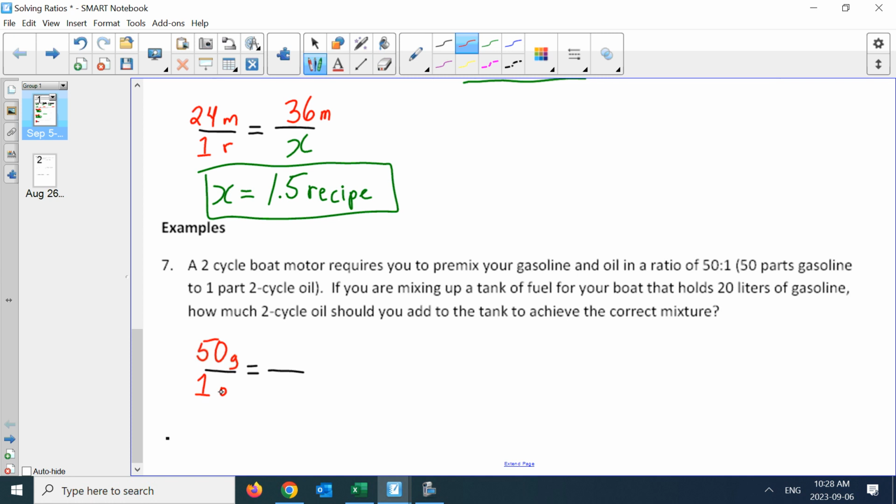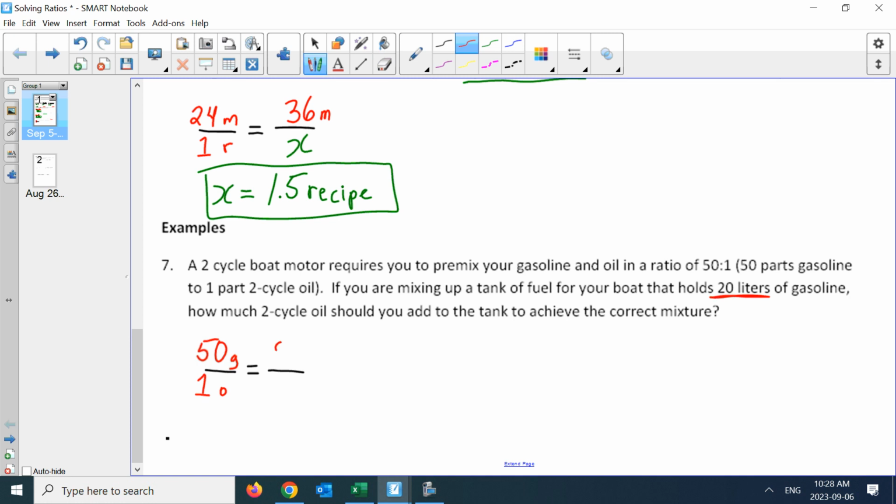But here's the thing, it can't be that simple. Your tank is a 20-liter tank. If it was a 50-liter tank, I know exactly what to do: 1 liter of oil, 50 liters of gasoline. How much oil for 20 liters of gas? Well, I know it's not going to be a full liter.